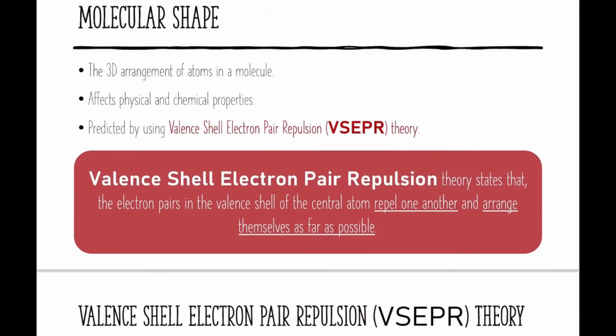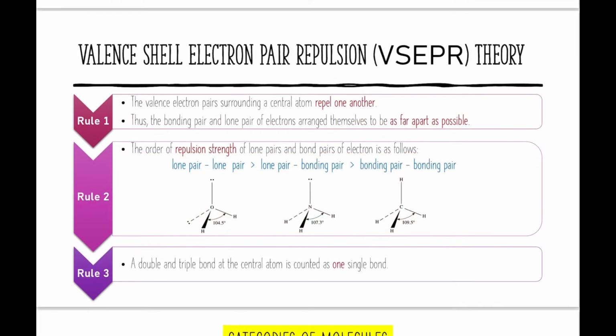Repel is when the electron pairs around the central atom are pushing one another so that they can arrange themselves as far apart as possible. There are 3 rules in valence shell electron pair repulsion theory. The first one is valence electron pairs surrounding a central atom repel one another. Thus, the bonding pair and the lone pair of electrons arrange themselves to be as far apart as possible.